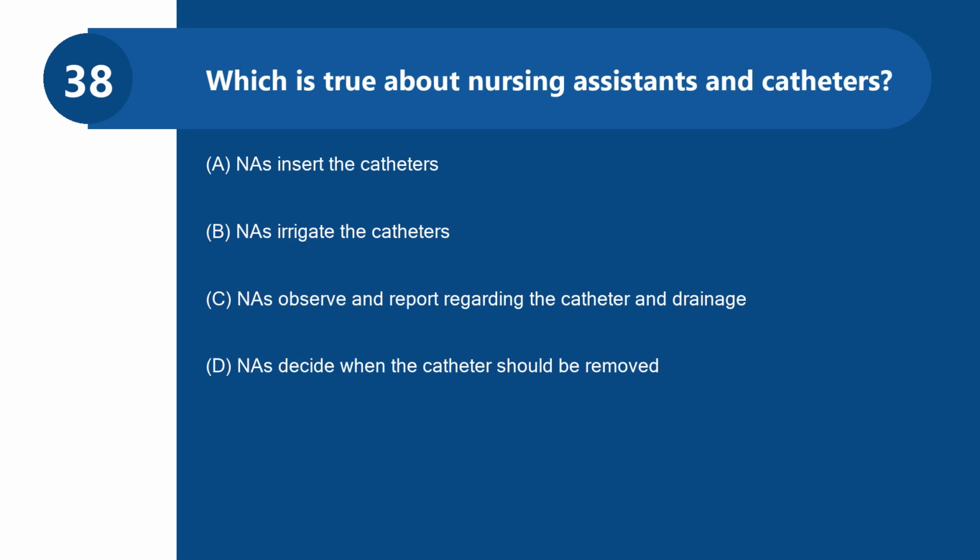Question 38. Which is true about nursing assistants and catheters? Option A, NAs insert the catheters. Option B, NAs irrigate the catheters. Option C, NAs observe and report regarding the catheter and drainage. Option D, NAs decide when the catheter should be removed. The correct answer is option C, NAs observe and report regarding the catheter and drainage.